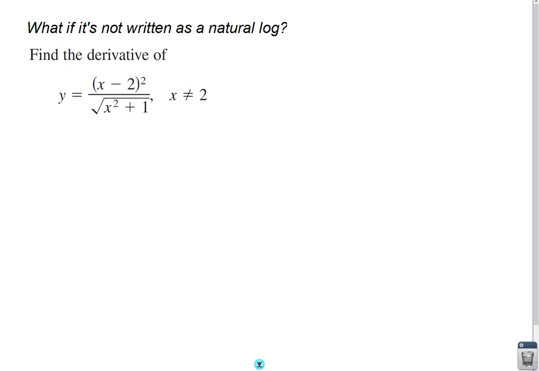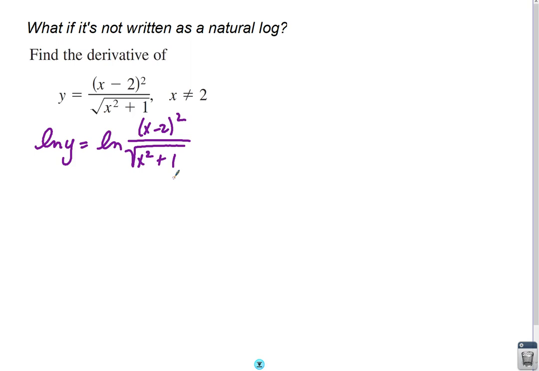I know what you're thinking. You're like, there's not a natural log here, Miss Murphin. What are you talking about? So what we do is we basically put it there. But what I do to one side, I have to make sure that I do to the other side. So I'm going to go ahead and take the natural log of both sides. So natural log of y is equal to the natural log of (x minus 2) squared over the square root of x squared plus 1. Hey, now I have a natural log. Well, where do we go from there?